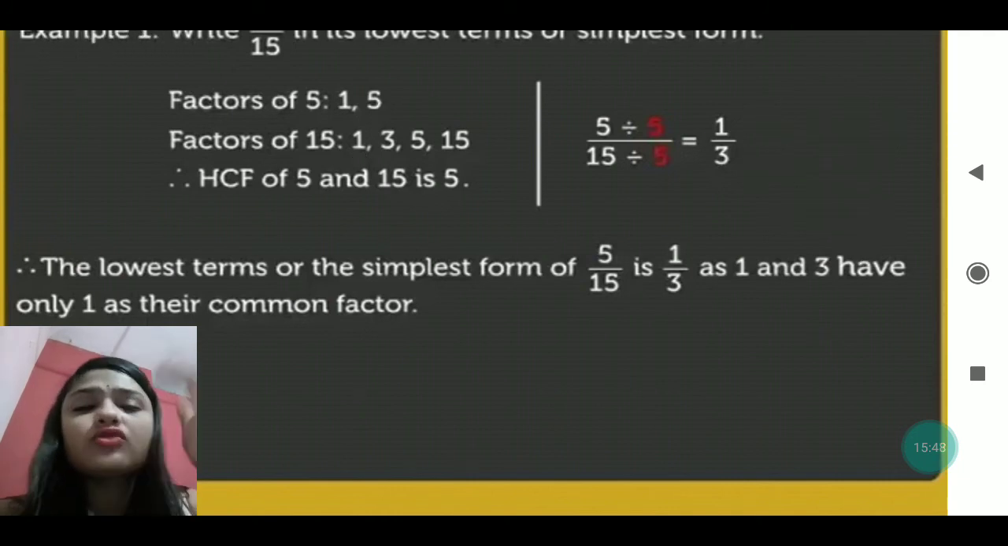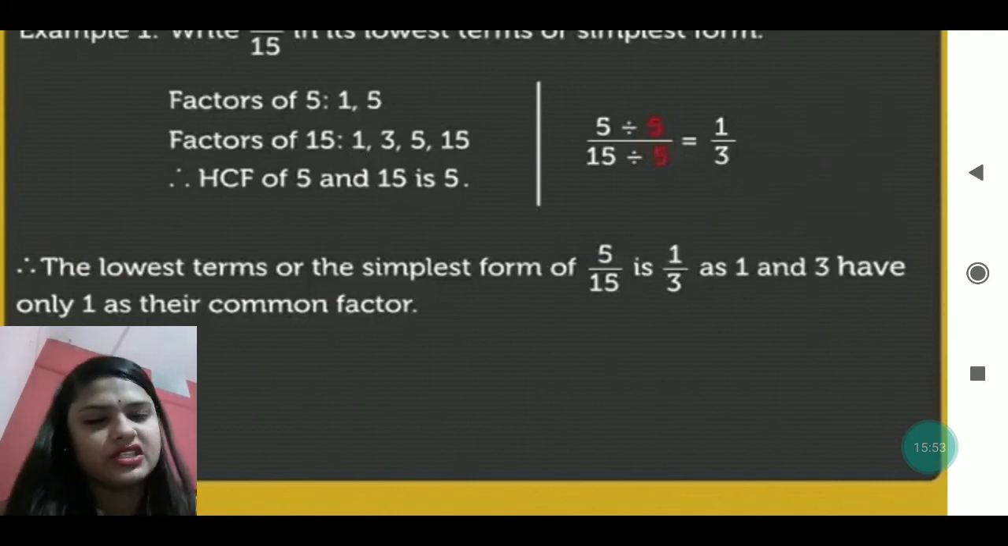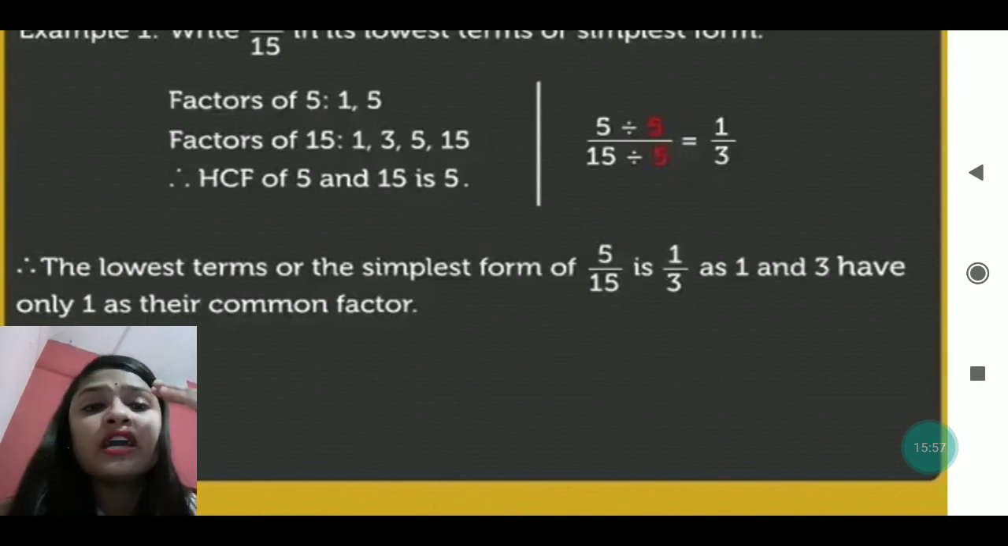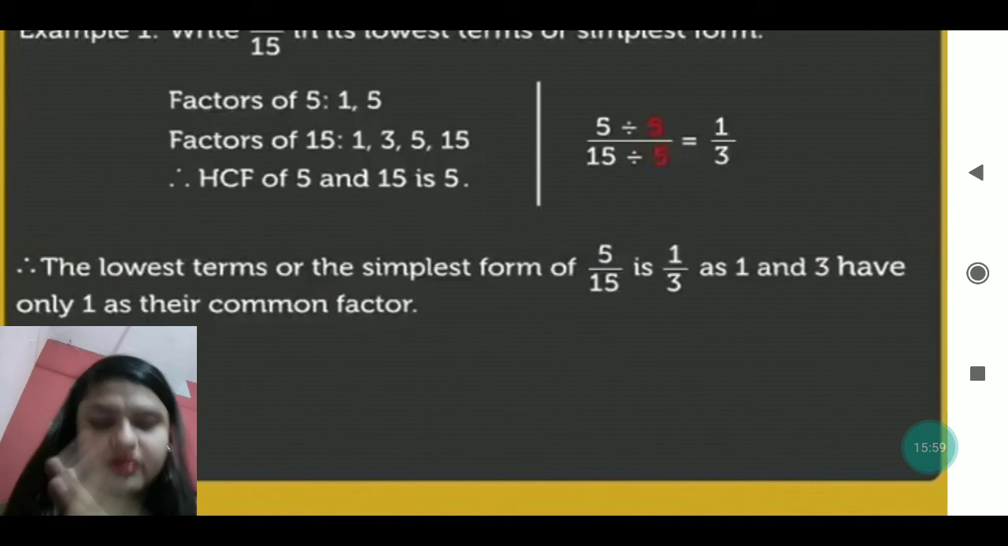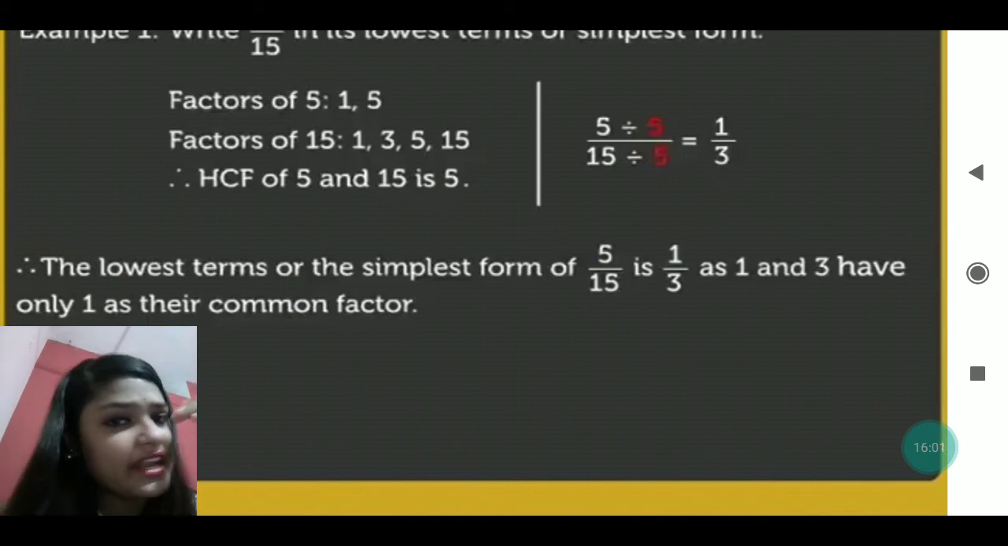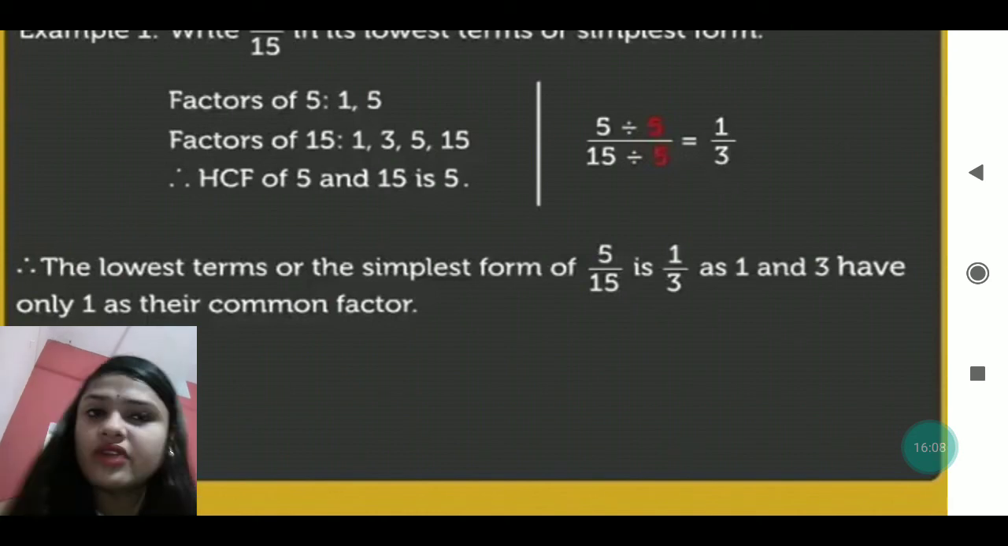So this is how we convert any number into its lowest term if it is not in its lowest term. How? By finding the factors, then finding the common factors between them, leaving 1, then dividing by them, and then we can find the lowest term of that particular fraction.